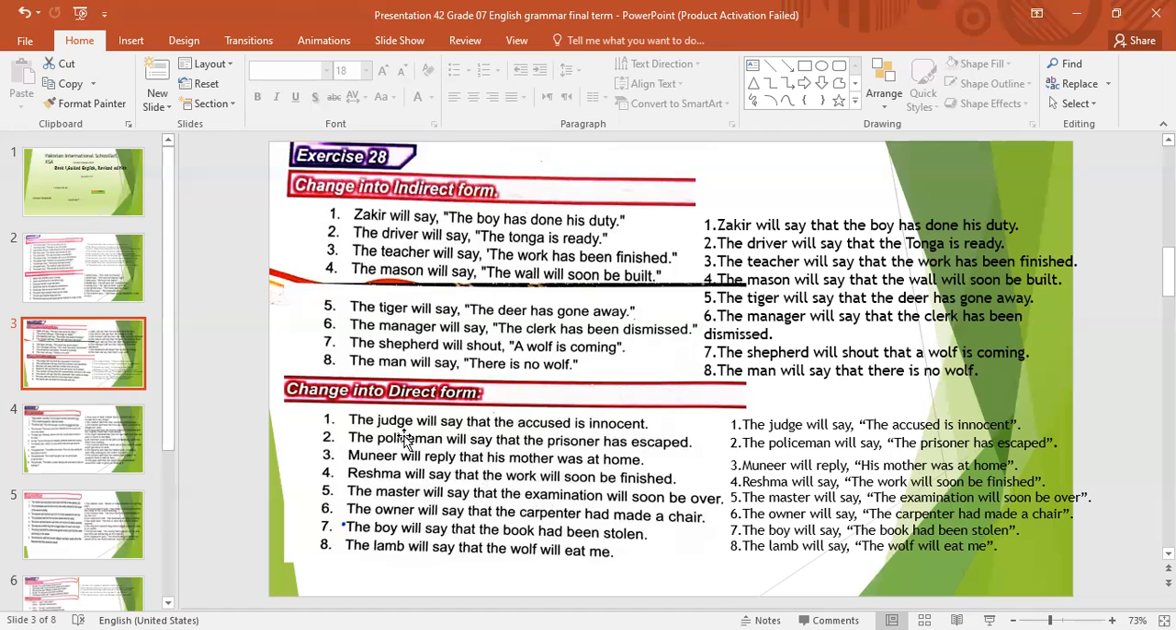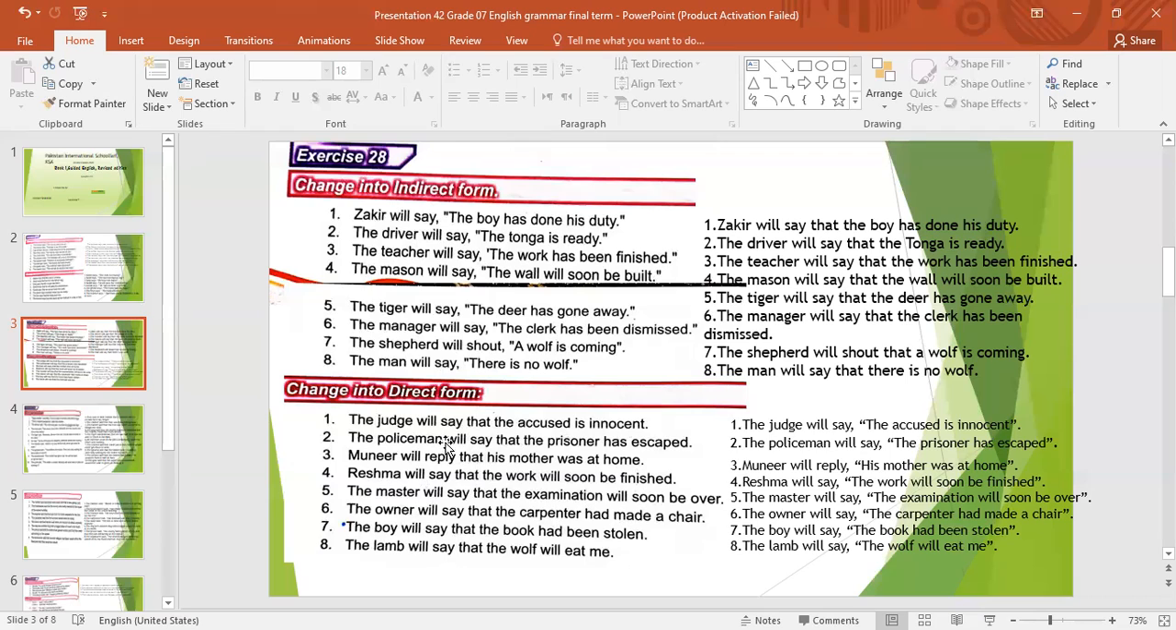The judge will say that the accused is innocent. Dear student, we will take away that from here and put a comma after say, and we will put inverted commas before the and after innocent, and a full stop, and it will become direct speech. The judge will say, "The accused is innocent."